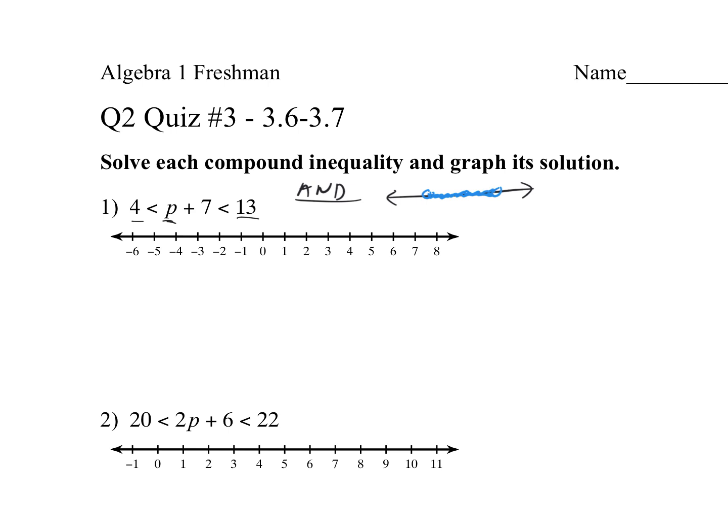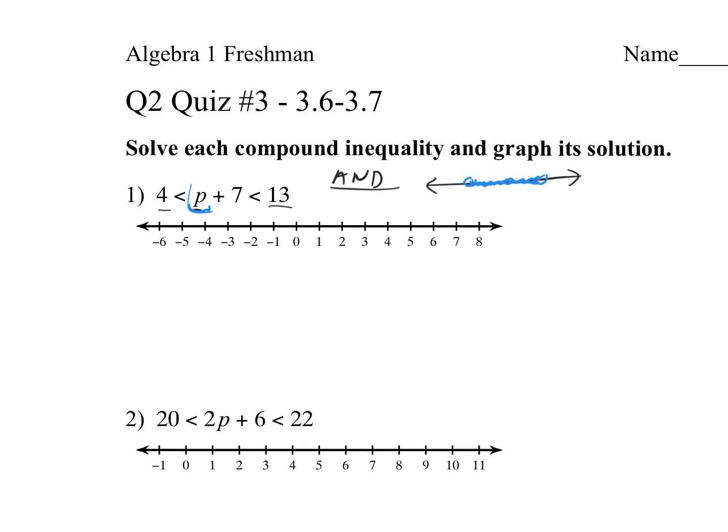All right, so let's look at this one. If we have 4 is less than p plus 7 is less than 13, our variable is in the middle. And this is what we want to get by itself. So to get it by itself, we want to do our inverse operations of whatever's in the middle. So let's go ahead, let's subtract 7 everywhere. We're going to subtract 7 everywhere.